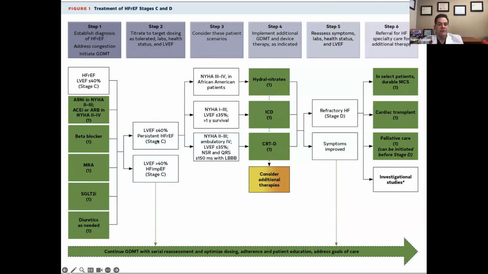So if you have persistence of HFrEF and EF stays poor, consideration of ICD or BiV ICD should be considered in these patients. And if it still persists, then these patients should be considered for heart transplant. Obviously, if they're not a candidate for heart transplant, palliative care evaluation should be considered.